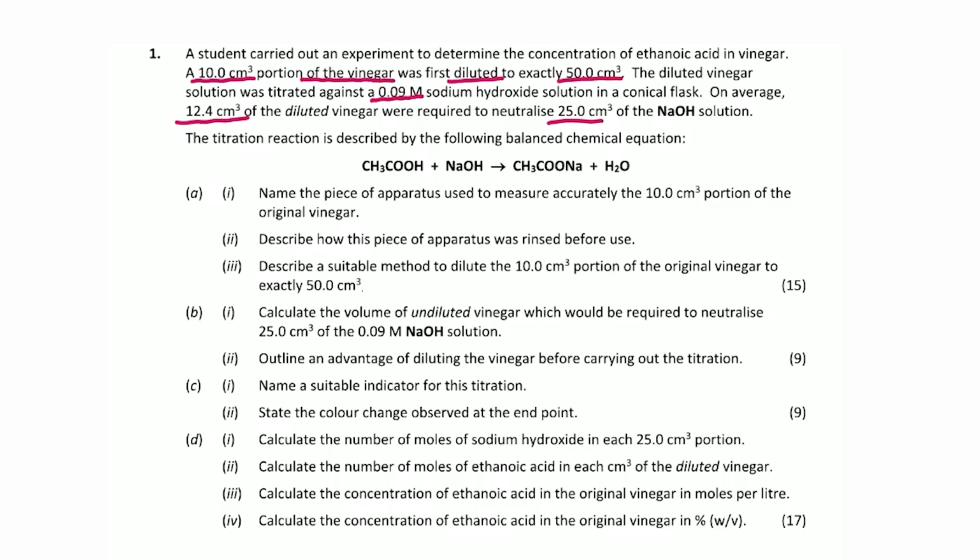And then part C of this question is just about the indicator used and the colour change that's observed. And then finally, part D will be your calculation, the bulk of your calculations for this question. So I'll be looking for the number of moles, maybe the masses or the volumes or whatever else is needed for this question. So that's where a lot of your figures and calculations will come in. That's the last bit of this question, and that's where the bulk of your marks will be found. So we'll dive straight into this question now, and we'll start with part A I.